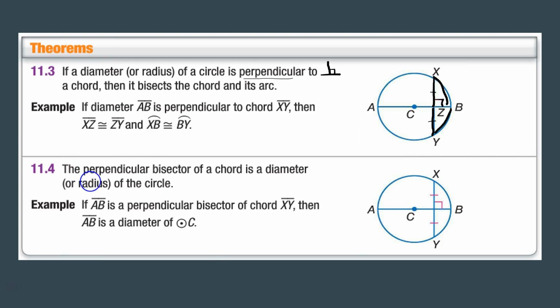Next, the perpendicular bisector of a chord is a diameter or radius of the circle. So let's look at our example. Remember, we have perpendicular, meaning that 90 degrees. So here we have chord AB. It is a perpendicular bisector of chord XY, which is why we're showing that they're congruent. Then chord AB is a diameter of circle C. So this is just the converse of the first theorem that we just talked about.